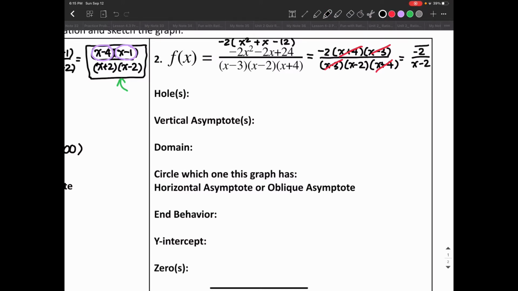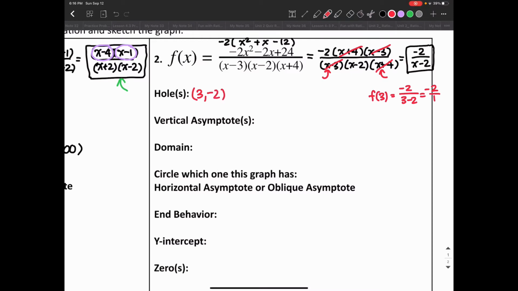That's my final equation that I'm going to use to find most of the important information. For the holes, I know I have a hole for the x values that would make the denominator 0. So those points are going to be undefined, and they're going to have holes on them, open circles to indicate they're not included in the graph. So x is 3 is one of them, and so I need to solve for what f of 3 is. In this equation here, I'm going to plug in 3, and I'm going to get -2 over 3 minus 2, which is -2 over 1, or just -2.